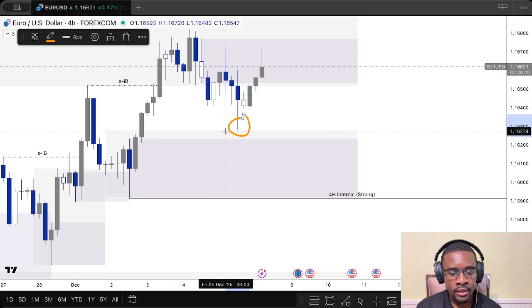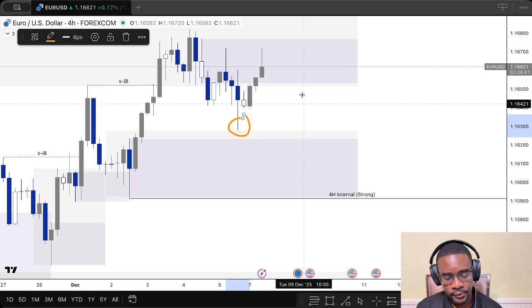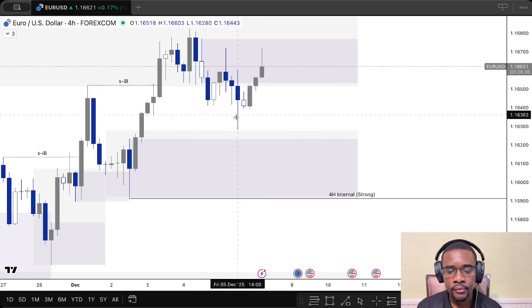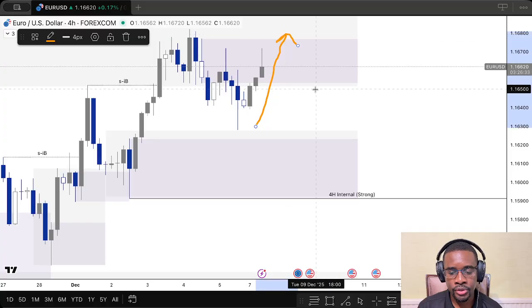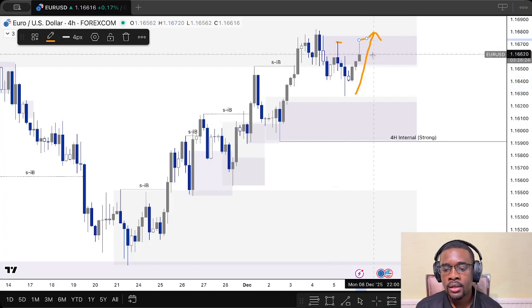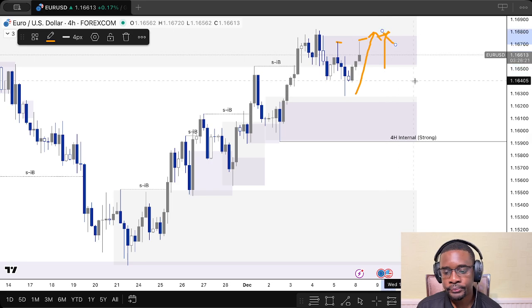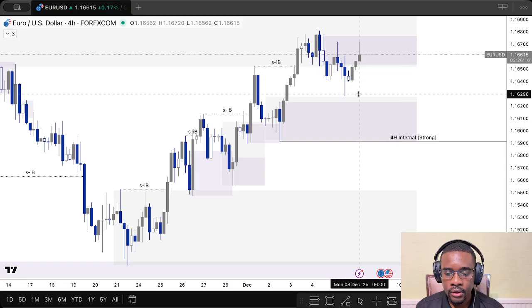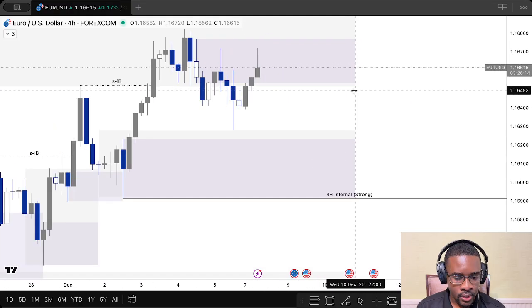We didn't quite mitigate the daily demand, but we've come very close to it. So this could be the higher low that has been formed, and now price is going to continue bullish to take out this 4-hour supply, which has already been mitigated once, and now we're expecting a deeper mitigation, and then possibly for it to fail. So right now there is not much clarity.